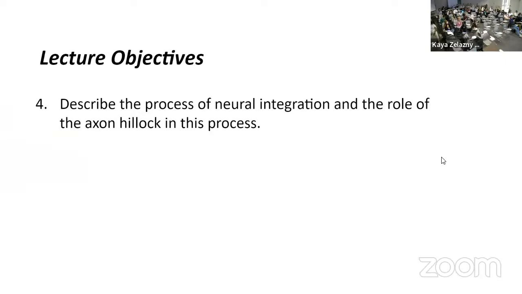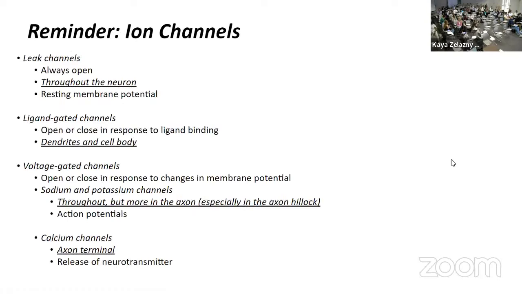So next, we're going to move into the idea of neural integration. The reminder about all our ion channels that we've been talking about. You've seen this slide before, okay? But we had our leak channels throughout the neuron. They're what was responsible for creating that resting membrane potential. They're always open. There are more of them for potassium than for sodium. Our neuron overall has greater permeability to potassium, which is why we are down at -70, which is pretty close to potassium's equilibrium potential.